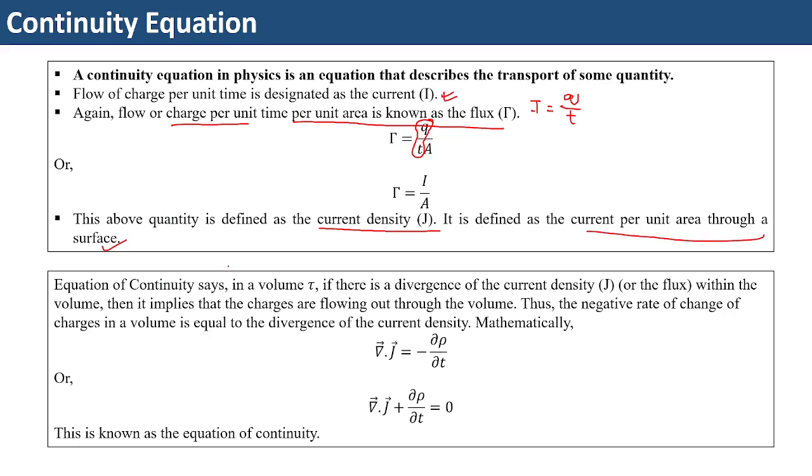Now, the continuity equation says, in a volume tau, let's consider the volume tau. Why am I writing tau actually? Because in electrostatics or electricity, V normally designates the electric potential.